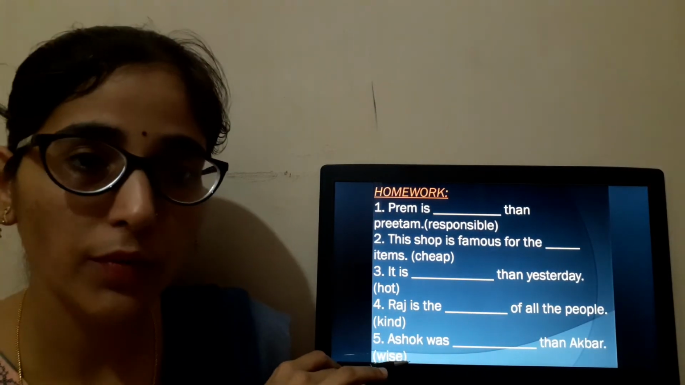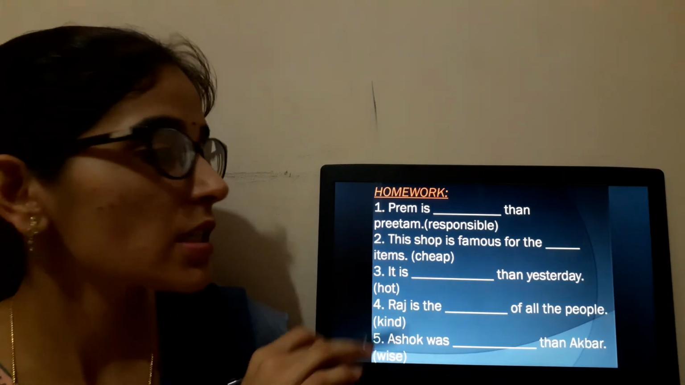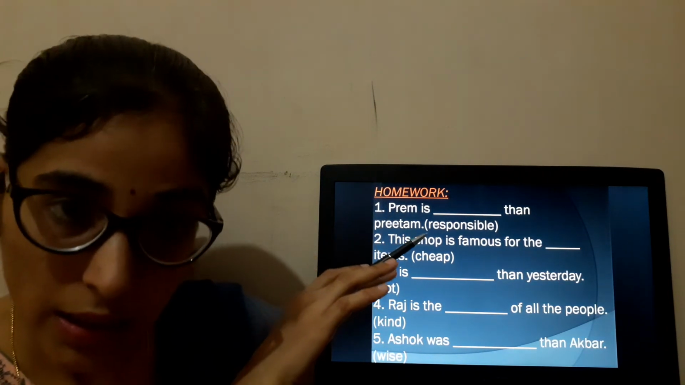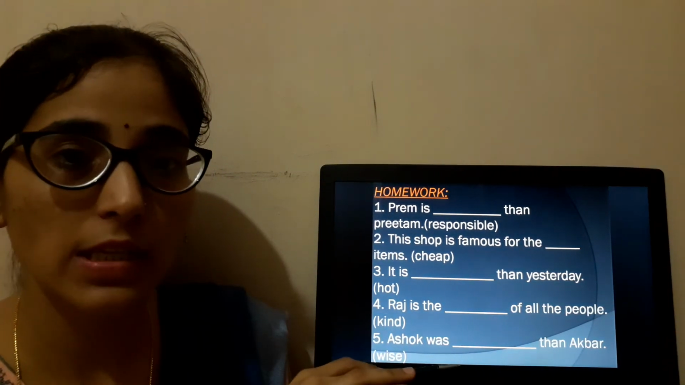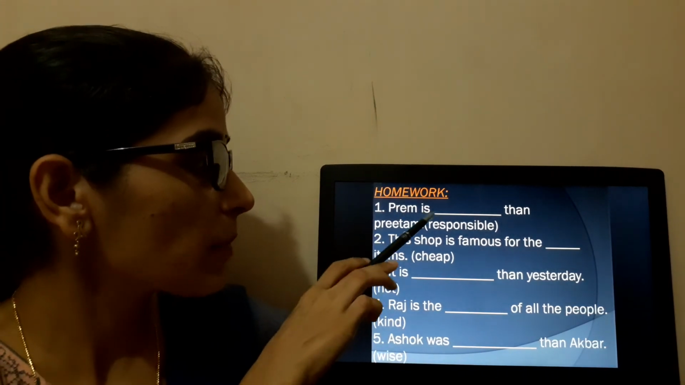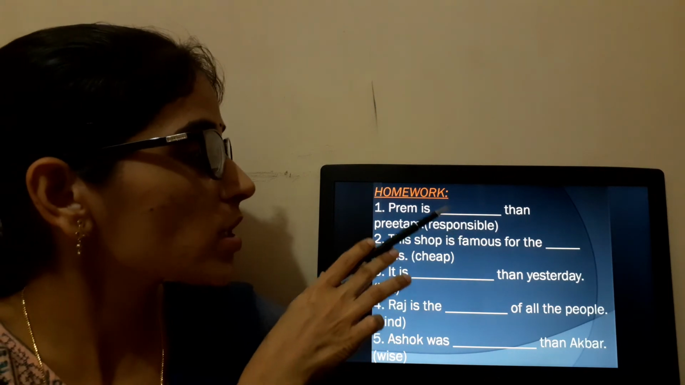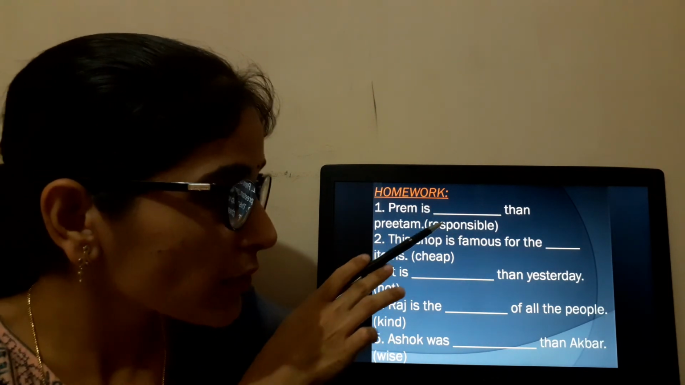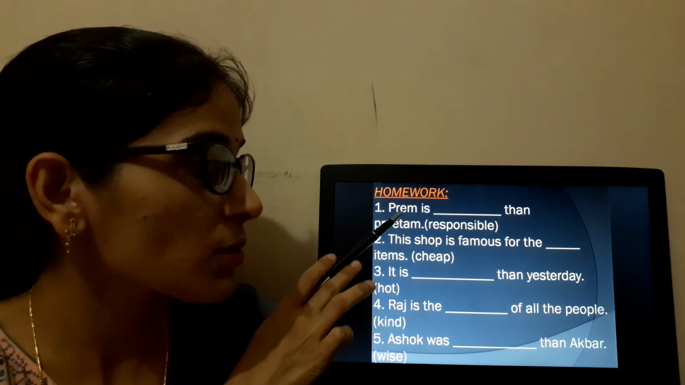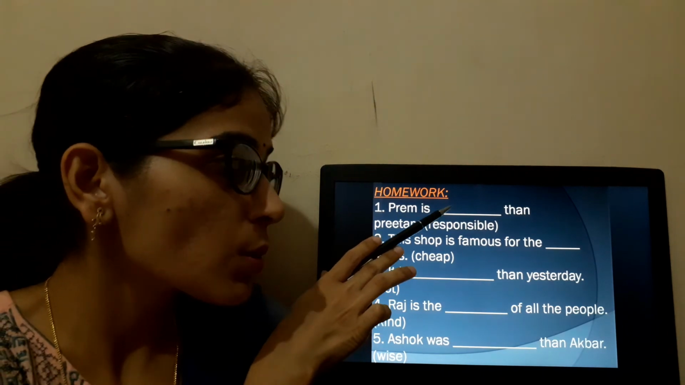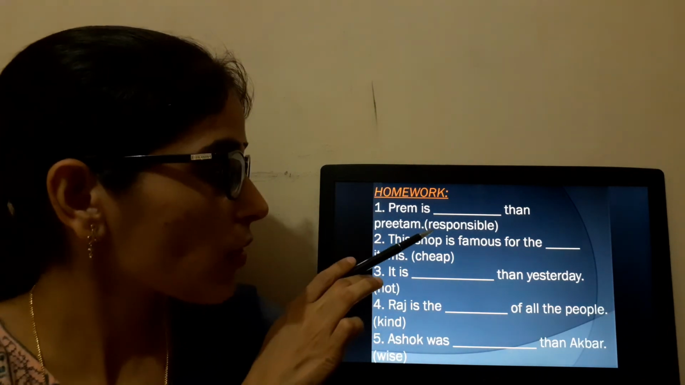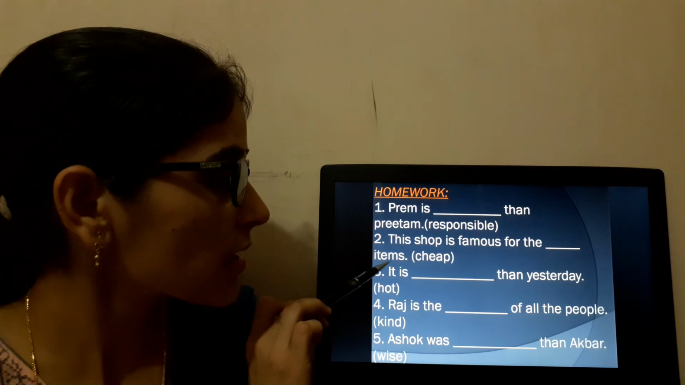So this is your homework for the day. Whatever we have discussed, you have to solve these examples. Prem is dash than Preetham. Responsible. You have to use this word and you have to see that yes, there is a comparison between two. So what is the word which you are going to write here? Responsible or else something else.